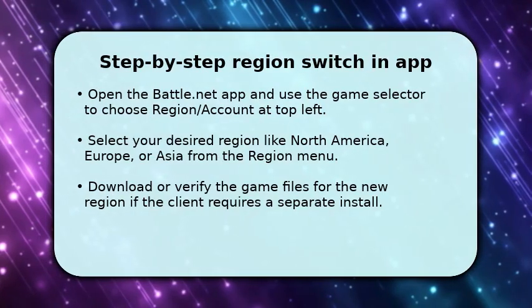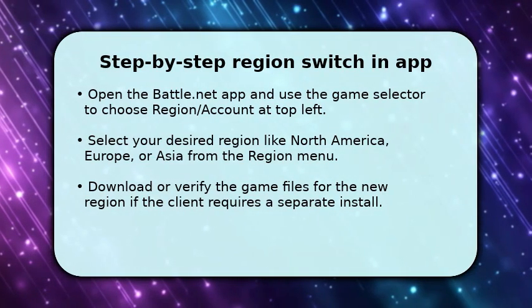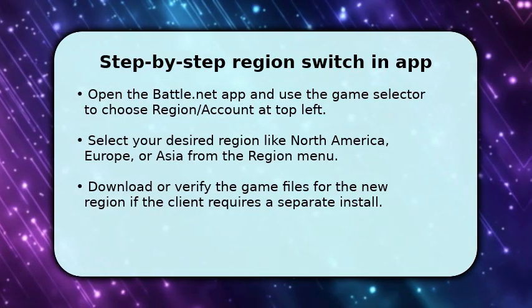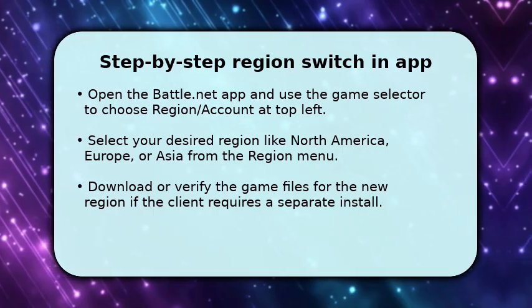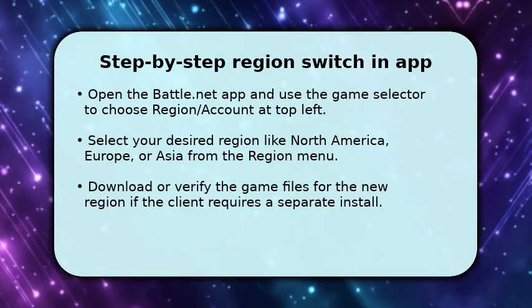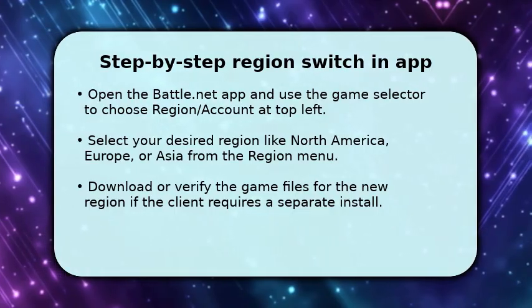Start by opening the Battle.net desktop app on your PC or Mac. Click the game selector at the top left to reveal the region/account drop-down menu. From that menu, select the desired region such as North America, Europe, or Asia for gameplay.